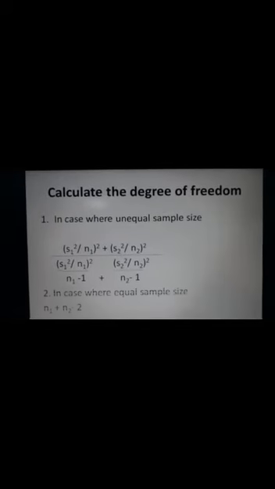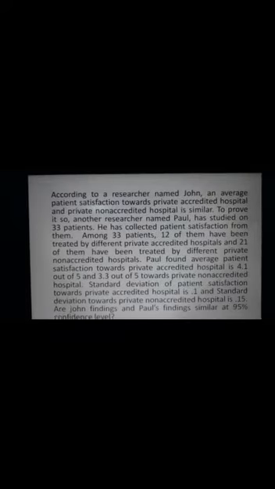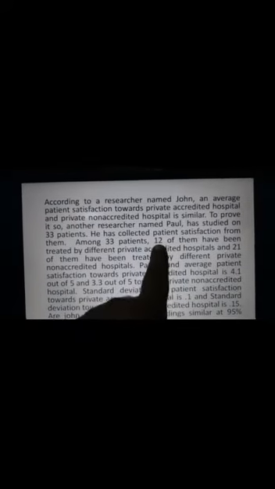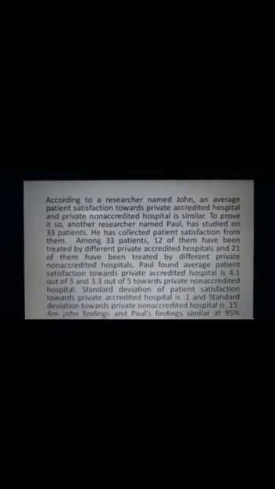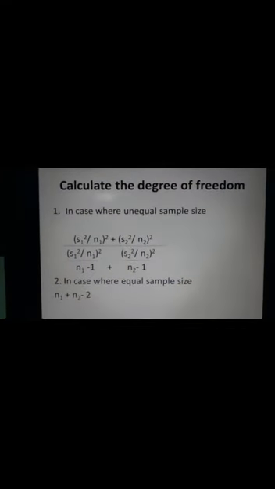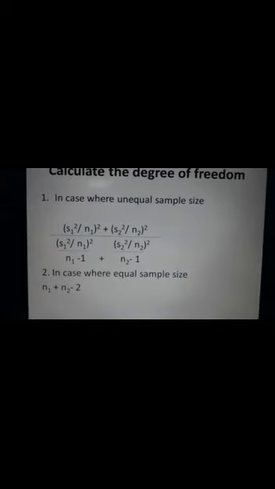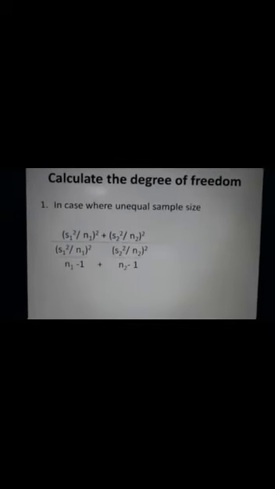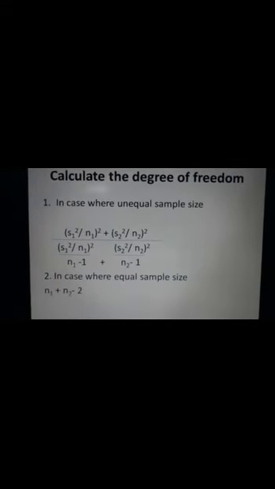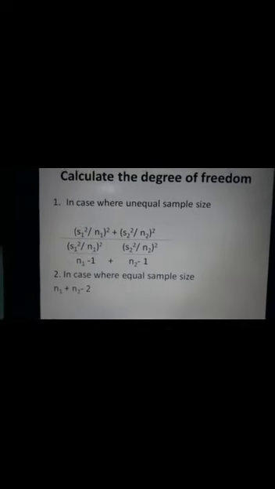If you go to the question, you will find one sample has 12 and the other has 21 sample size. So it's clearly stating that we have unequal sample size, so we need to use this formula. But when we have equal sample size, then we will use this formula, which is n1 plus n2 minus 2. It's easy, but it's not easy in the case of unequal sample size, where we need to use this formula.